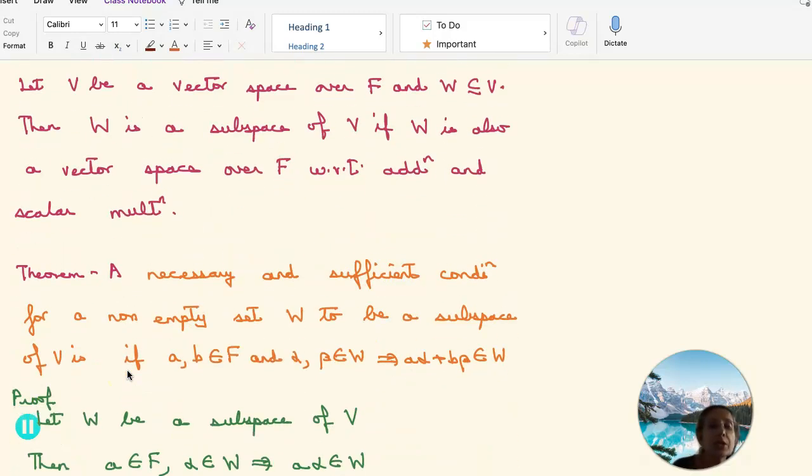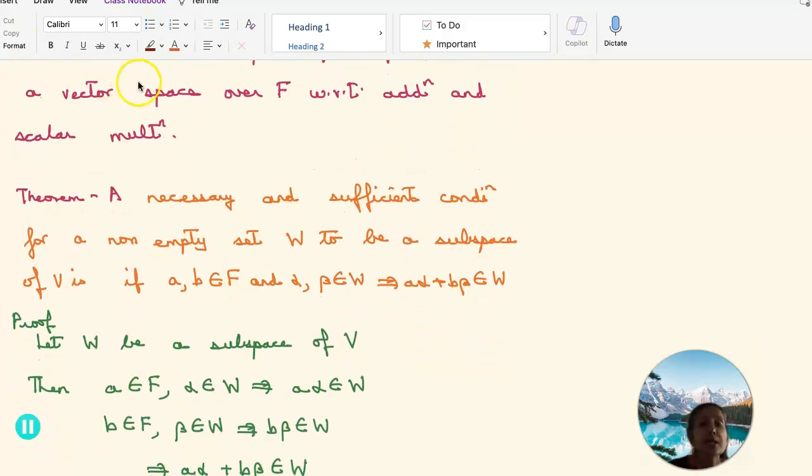So there's an important theorem which states that a necessary and sufficient condition for a non-empty set W to be a subspace of V is that if a, b belong to F and alpha, beta belong to W, then a alpha plus b beta belongs to W. If this theorem holds, then it makes our work easier. We don't have to check all those 5 axioms of vector space. So we will prove this.